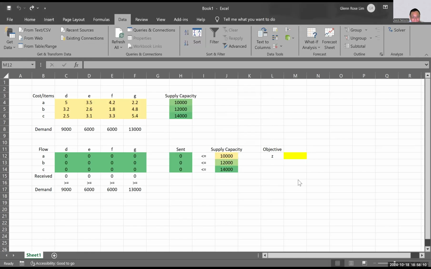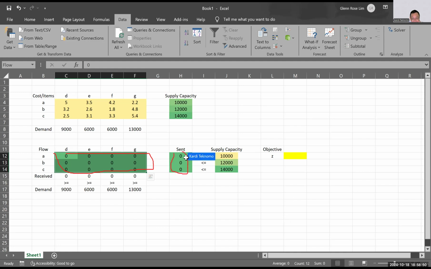Can we give names? So the cost, can you highlight this part and name it here? Okay, cost. Okay. And then put this one, name it flow. Okay. And then can I see this part?